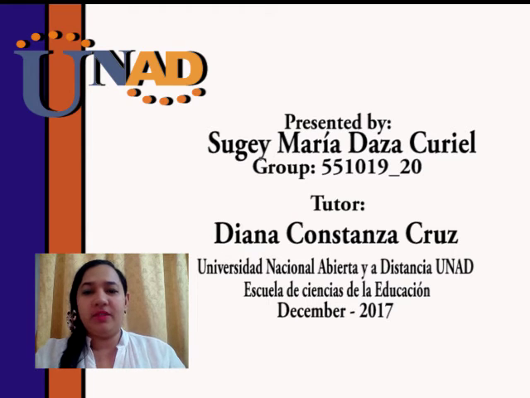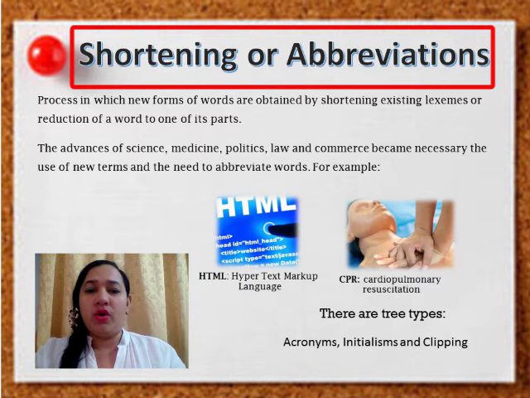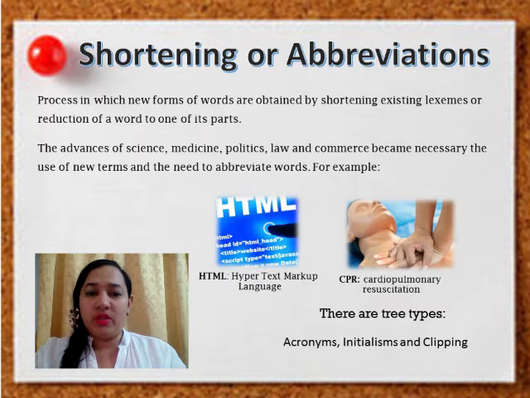In this final activity, we are going to talk about word formation processes. First of all, we are going to define shortening or abbreviations. It's the act or process of dropping one or more syllables from a word or phrase to form a shorter word with the same meaning.